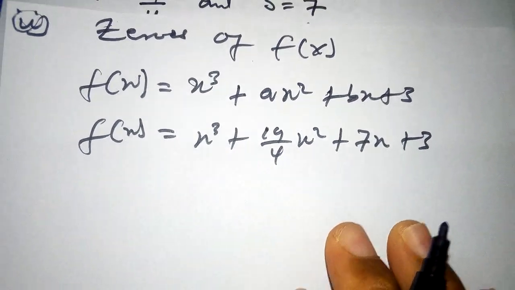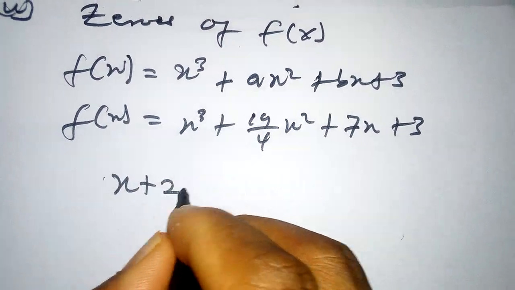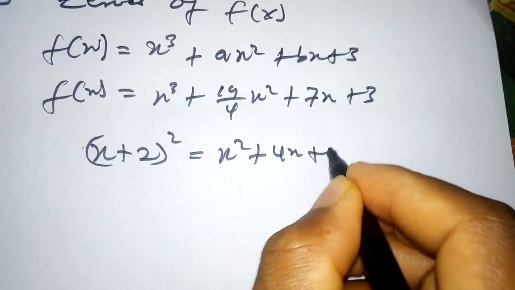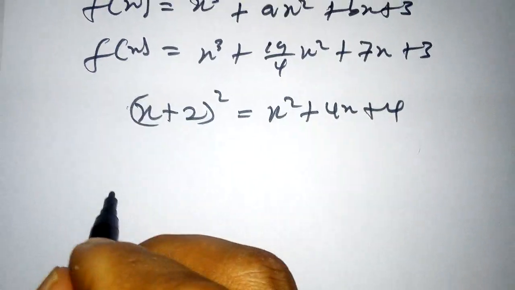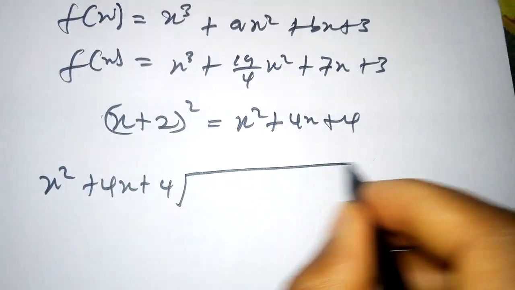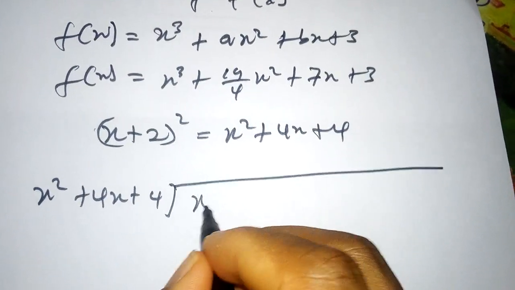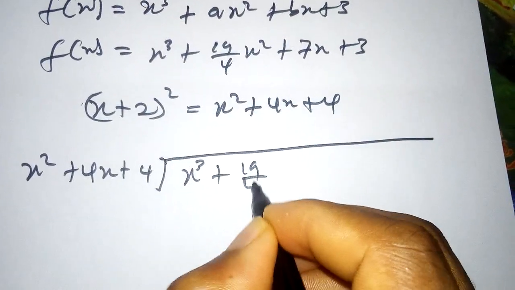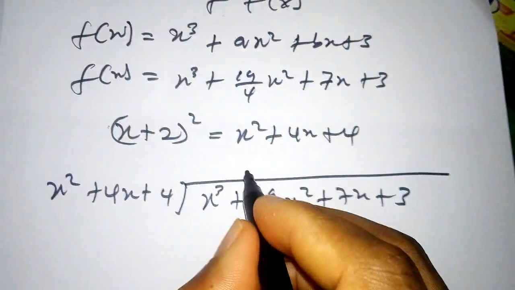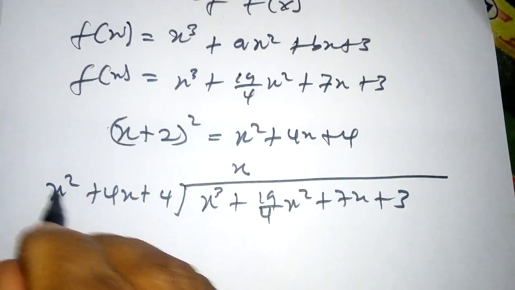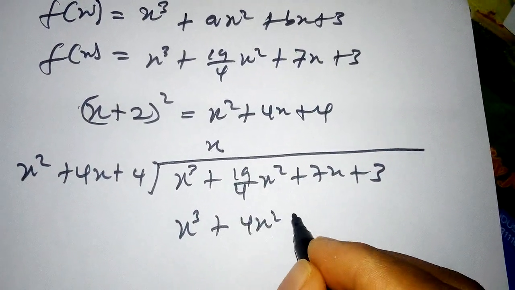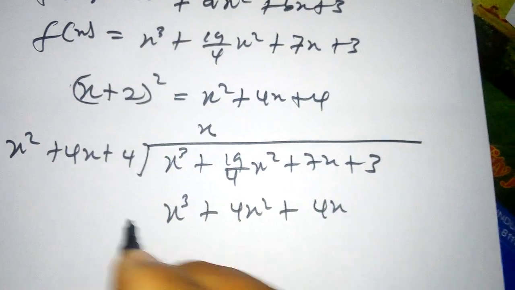We are going to find the zeros. But we know the factor. The factor is s plus 2 squared, which is the same thing as saying that s squared plus 4s plus 4. So if I do a simple division, I'm going to get s squared plus 4s plus 4 into s cubed plus 19 on 4 s squared plus 7s plus 3. So to get this one, I'll multiply here by s. So s will be here, s times this, s cubed, s times this, 4s squared, s times this, 4s.